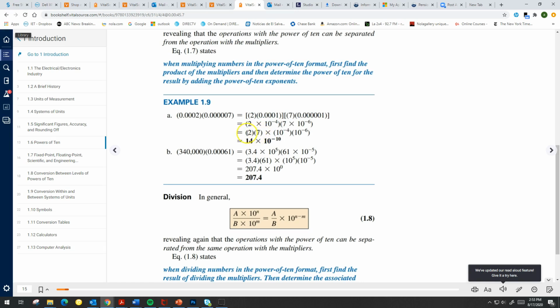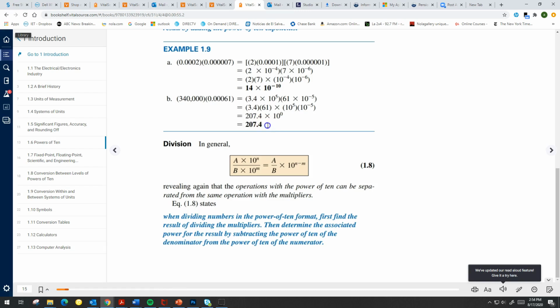So it's simply multiplying 2 times 7, and I follow the rule for multiplication of powers. The only thing you've got to be careful about is that when you multiply in powers of 10, you add the exponents, remember? You add the exponents. So in this case, I'm going to add minus 4 and minus 6, or minus 4 plus minus 6, if you will. And this becomes minus 10. So the answer is 14 times 10 to the minus 10. And I'm going to leave this other one for you as an exercise to make sure you get it.